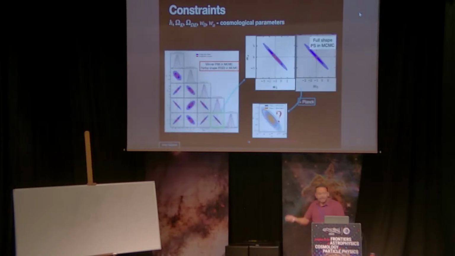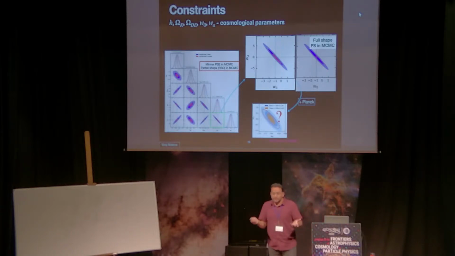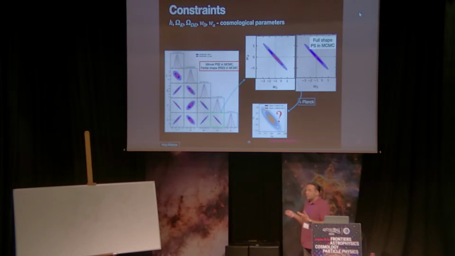And finally, we can also obtain independently the constraints on cosmological parameters. The left-hand side is using only the partial shape of the power spectrum, while the right-hand side, which is in dark blue, is using the full shape analysis of the power spectrum. And that is going to be also a new contribution in this project.